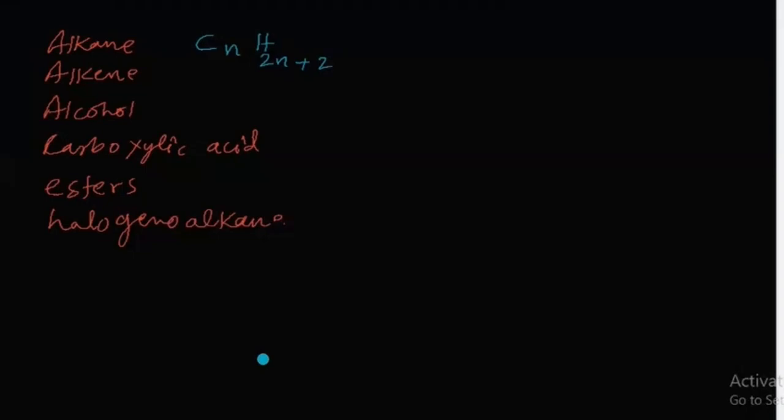Now you can use the same idea for the general formula of alcohol. For the general formula of alcohol, CnH2n plus 2, if you add one more oxygen, you will get the general formula of alcohol. Alkene, CnH2n. This is the general formula of alkene. To get the general formula of both carboxylic acid and ester, use the general formula of alkene, CnH2n, and add two more oxygen, CnH2nO2.